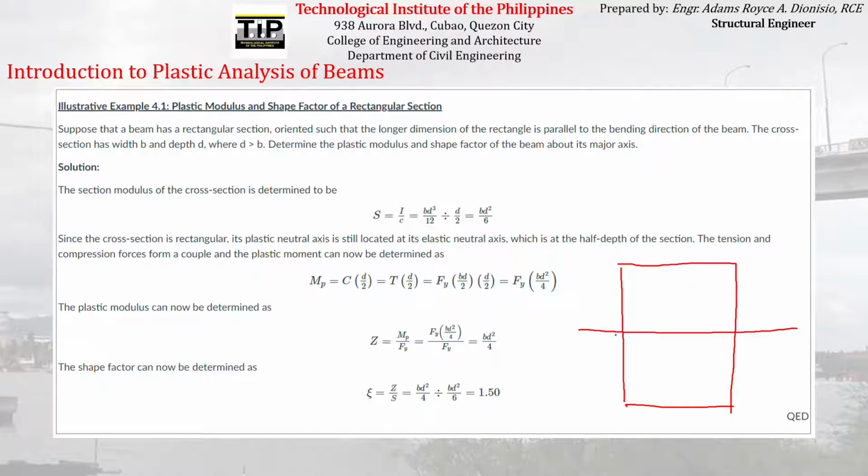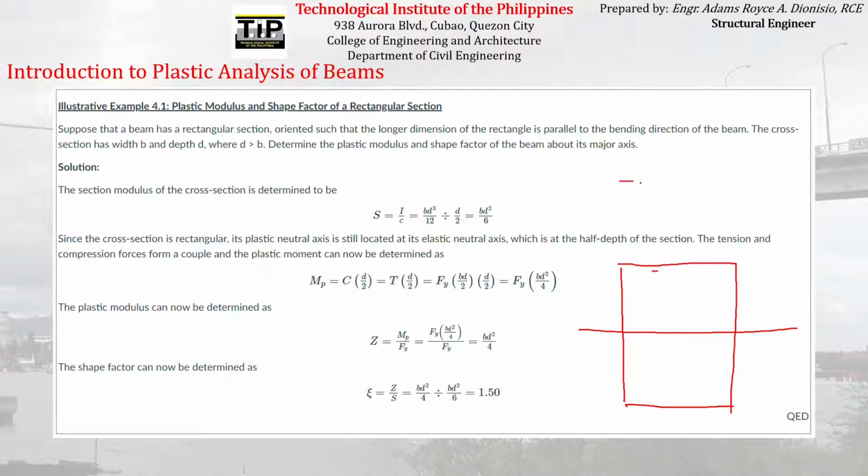So, yung longer direction niya, obviously, ito. Tapos, yung longer dimension daw na yan is parallel to the direction of the bending. Okay? So, kung magbe-bend tong beam natin, saang plane ba siya magbe-bend? Kung medyo nai-imagine niyo yung mga plane. Pag tinignan natin yan, ito kasi cross-section to eh.